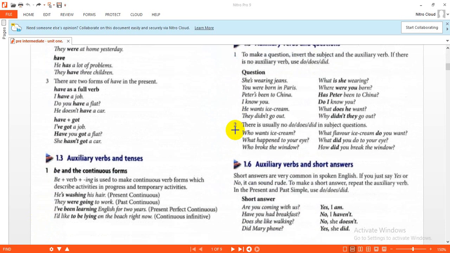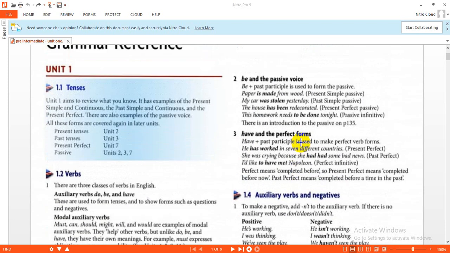أخذنا حاليا be and the continuous forms. Number 2: be and the passive voice. Passive voice اللي هو المبني للمجهول. Be plus past participle is used to form the passive. Paper, it is made from wood. Present simple passive.